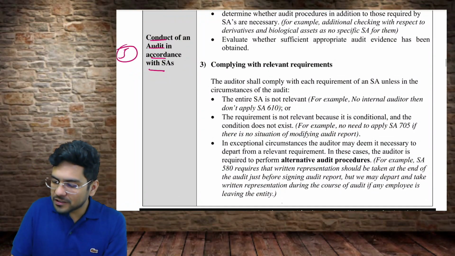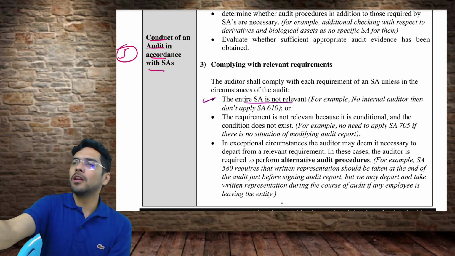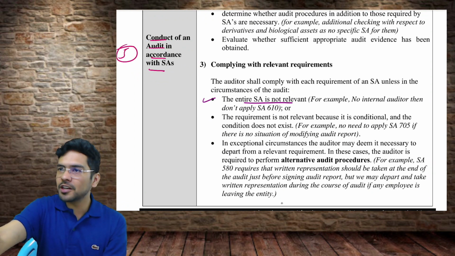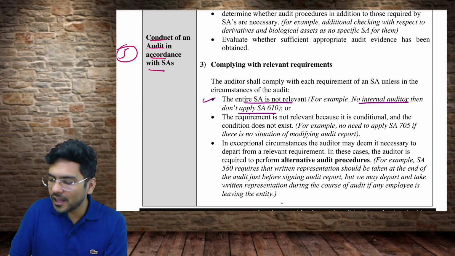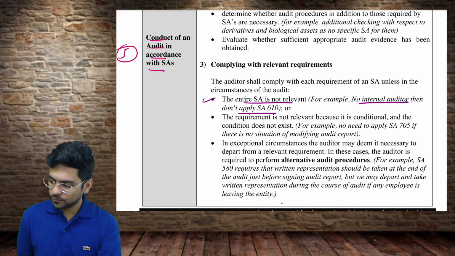Now, for example, let's say the entire standard might not be relevant. If there is no internal audit function in the organization, will SA 610 apply? The answer is no. Are you all okay with this?